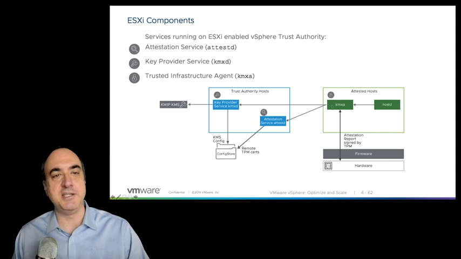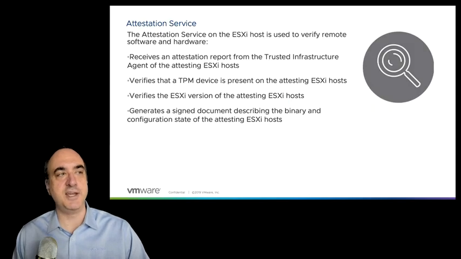So attest-D is interacting with the trust infrastructure agent and will store the remote TPM certs in a config store that is actually shared throughout the Trust Authority cluster. Also, on every host in the Trust Authority cluster is another service called KMXD, the Key Provider Service. And this service is working with the KMS server that is providing the keys to encrypt VMs over into our attested cluster.